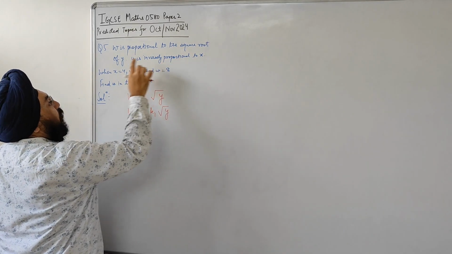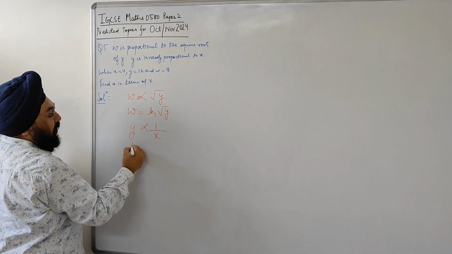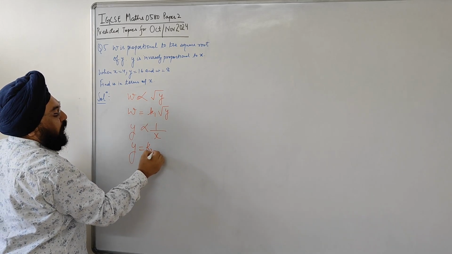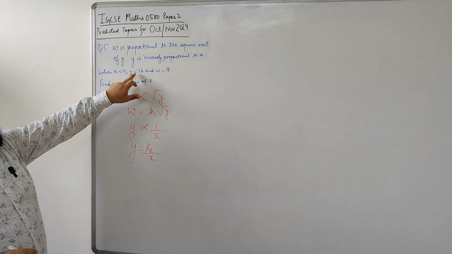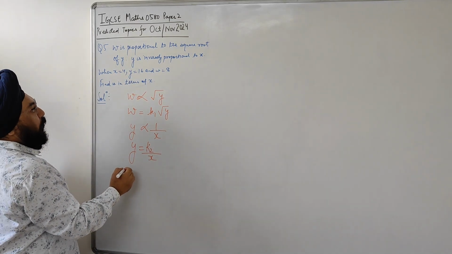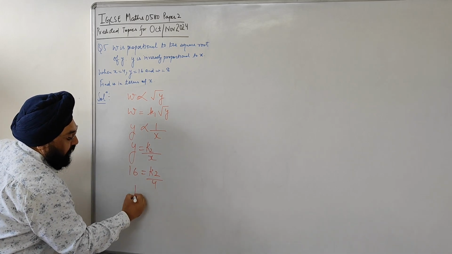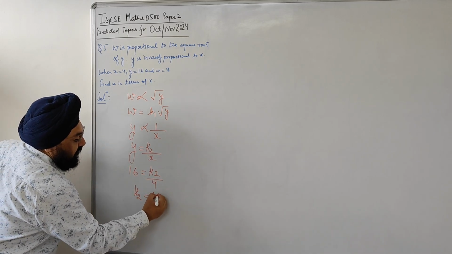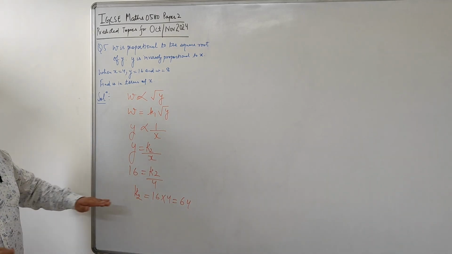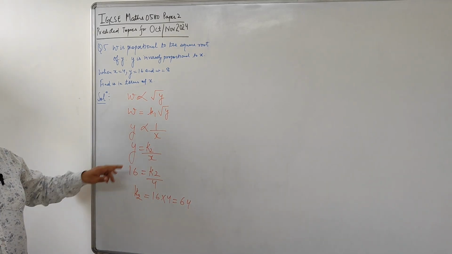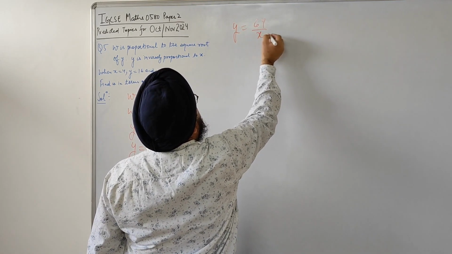Y is given to be inversely proportional to x. Y can be equal to k2 upon x. Now we have given that when x is equal to 4, y is 16. So by putting the value of y as 16 and x as 4, we get k2 is equal to 16 into 4 is equal to 64. While substituting value of k2 in this, we get y is equal to 64 upon x.